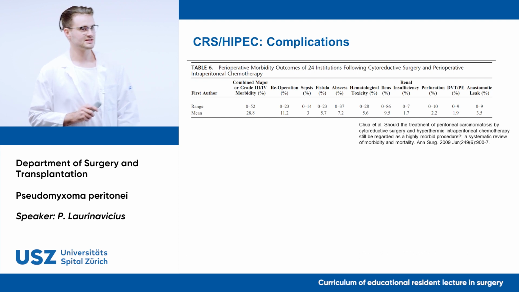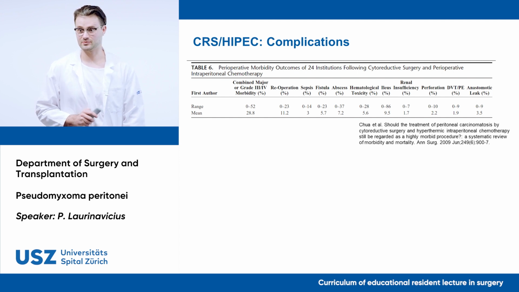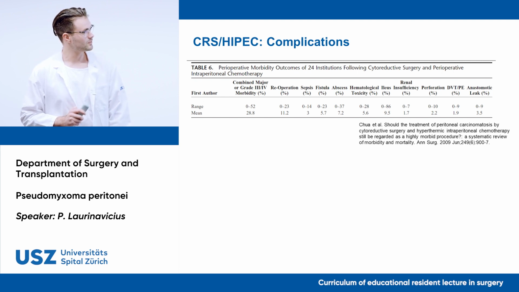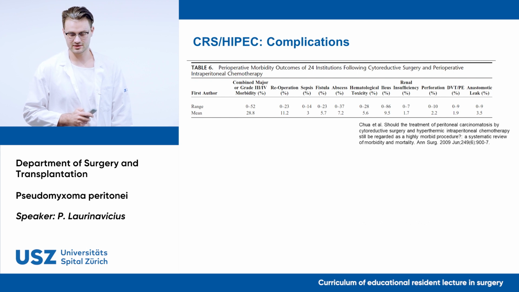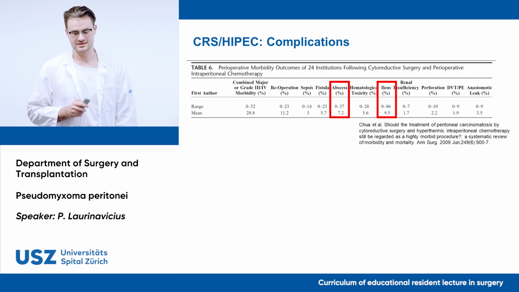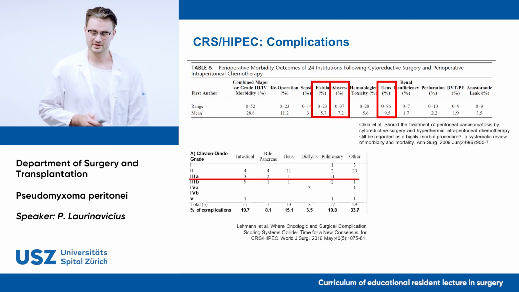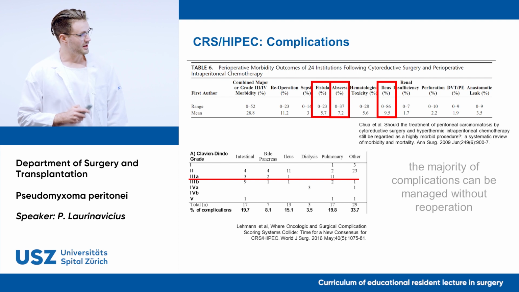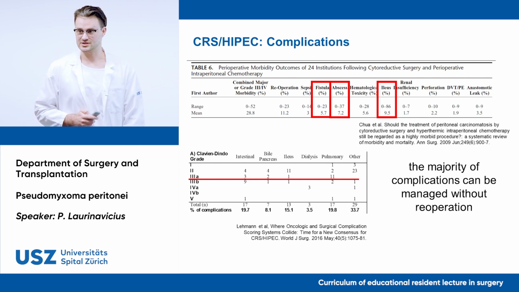Talking about the complications, the CRS HIPEC was heavily criticized for a long time because of its high morbidity and mortality rates. However, as the systematic review of Dr. Chua, which included 24 non-randomized trials, showed, the most common complications were ileus, abscess, and fistula. Moreover, the study from Professor Lehmann from 2016 showed that most of the complications after the CRS HIPEC procedure are up to grade 3A, as we can see in the table below. It means that the majority of the complications can be managed without reoperation.